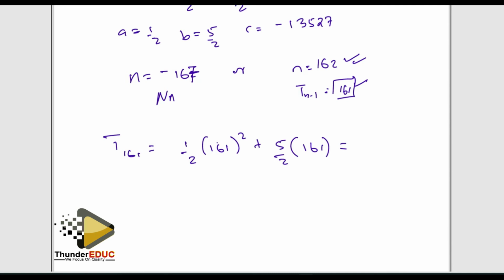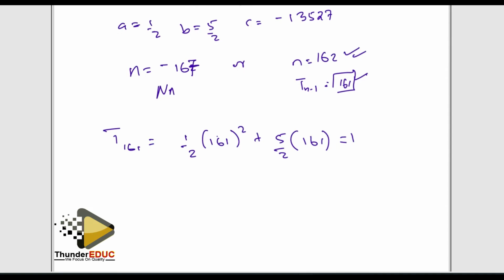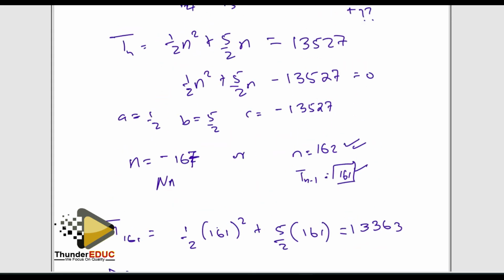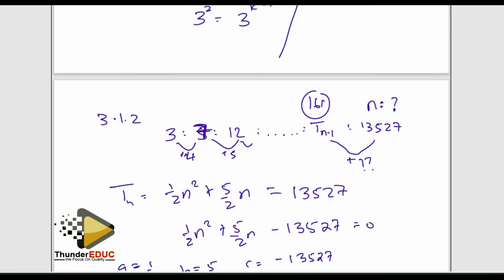So I'm ending up with 13363. And then the difference is going to be 13527 minus 13363, and this gives me 164. So this is the answer that they want. This is the number that must be added to the Tn minus 1 to give you that.